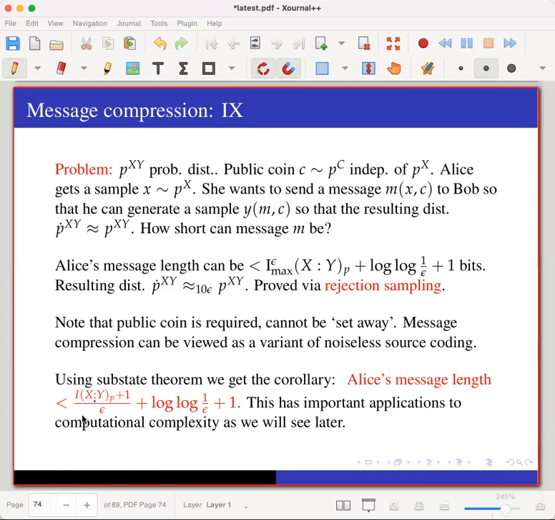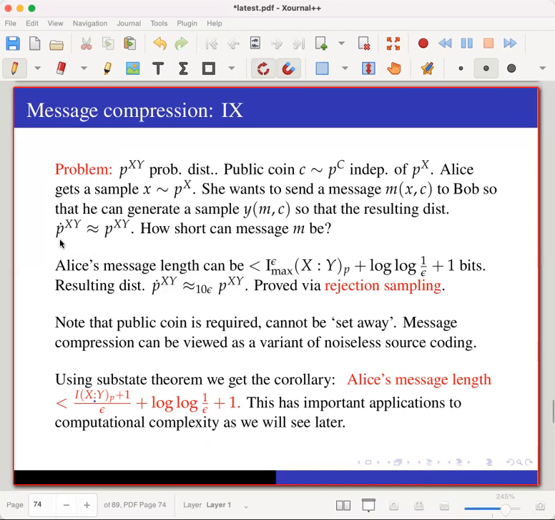Okay. So Alice's message M is a deterministic function, without loss of generality, of a sample X and the public coin C. She has to send this message to Bob so that he can generate a sample Y, which will now be a deterministic function of the message M and the public coin C. And the whole thing is, of course, a probabilistic procedure. The probability is involved in the choice of the sample from the source, and then the probability is coming from the random coin, which is independent of everything else.